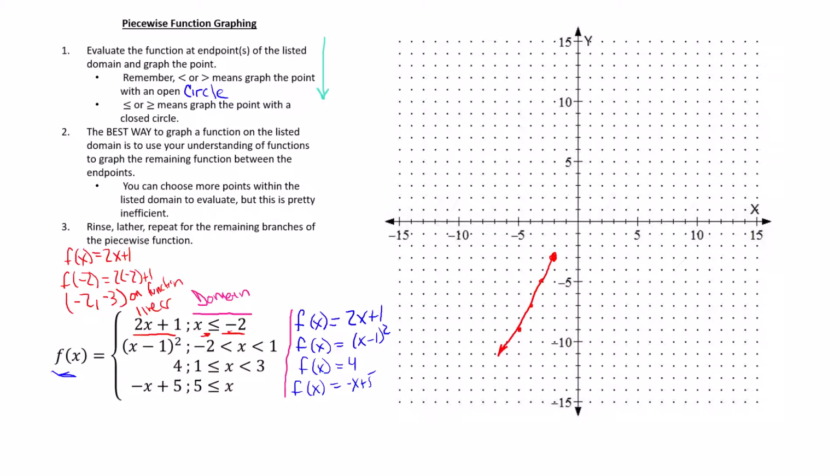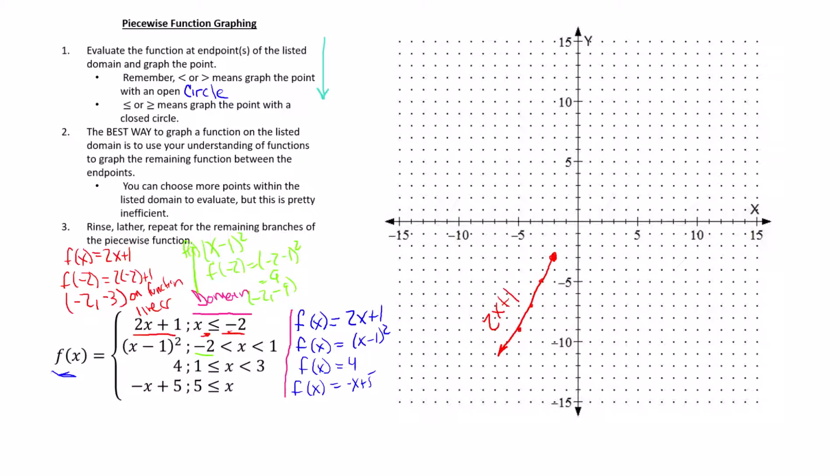Right, so that would be our function. This is 2x plus 1. So then the next part of the function is f of x equals (x minus 1) squared. So we want to evaluate at the endpoints. F of negative 2 would be (negative 2 minus 1) squared, which is 9. So negative 2, 9 would be the point.